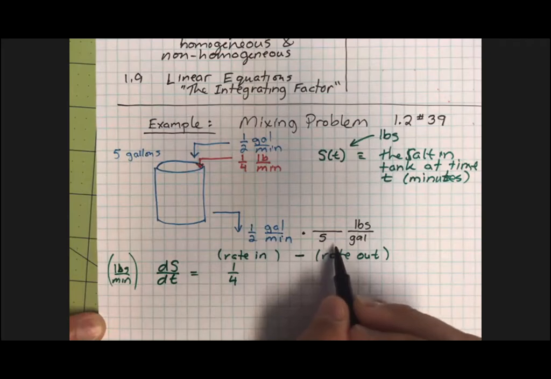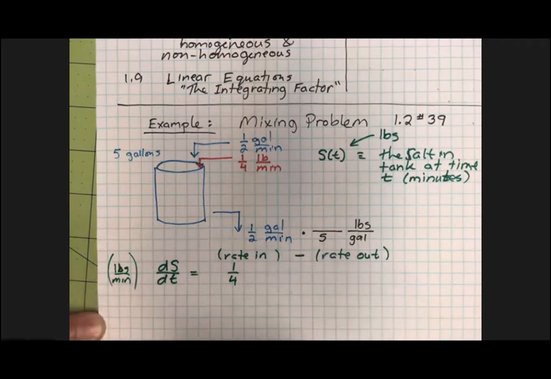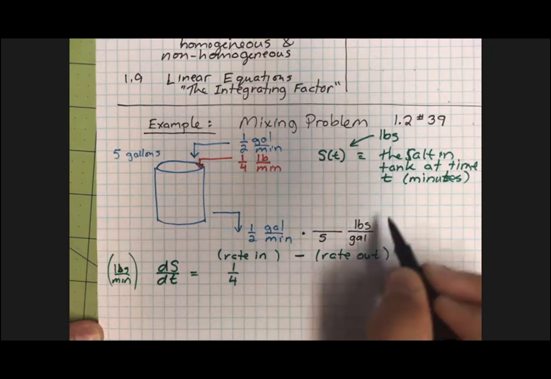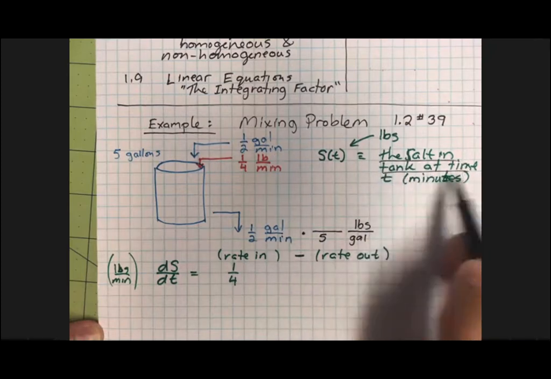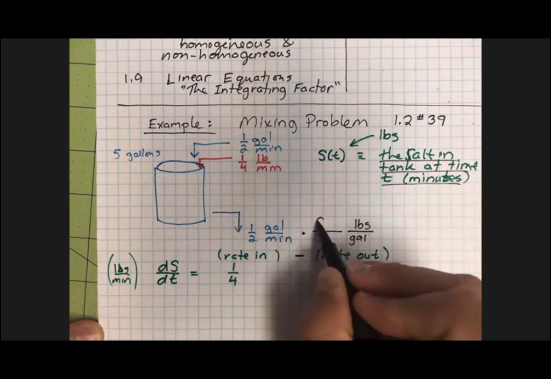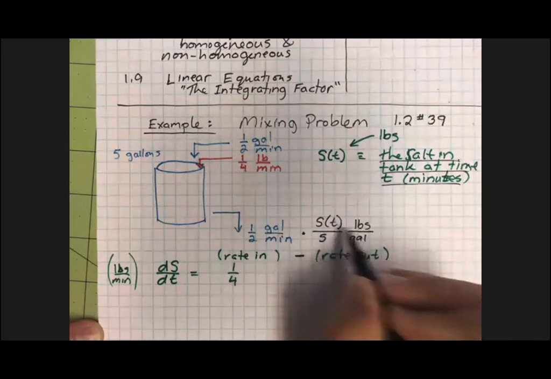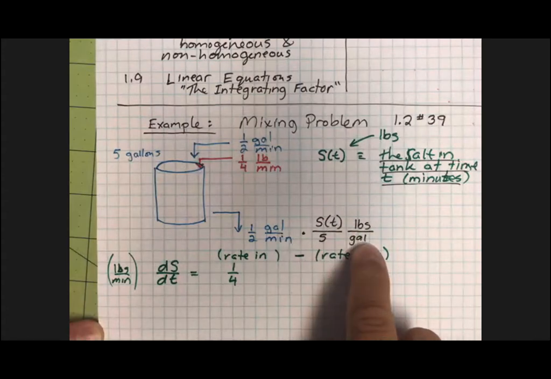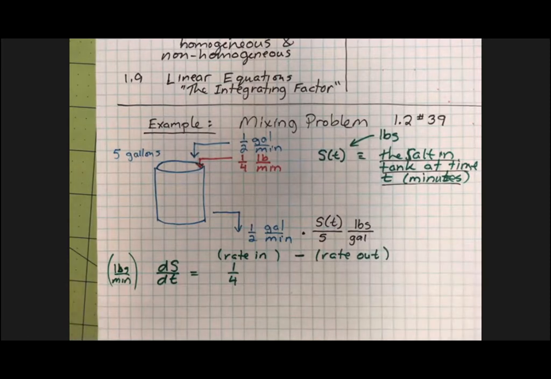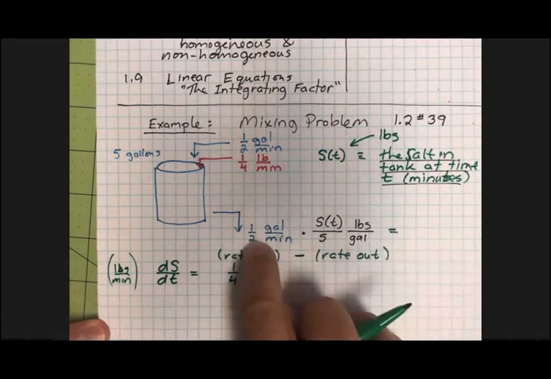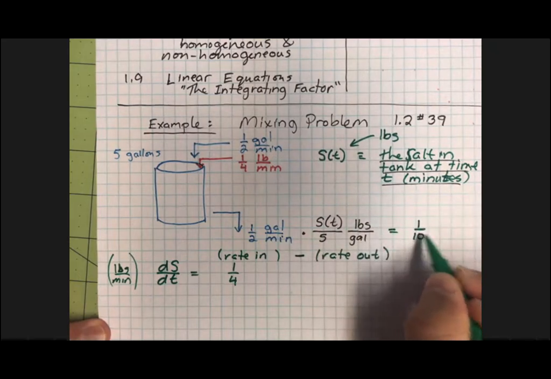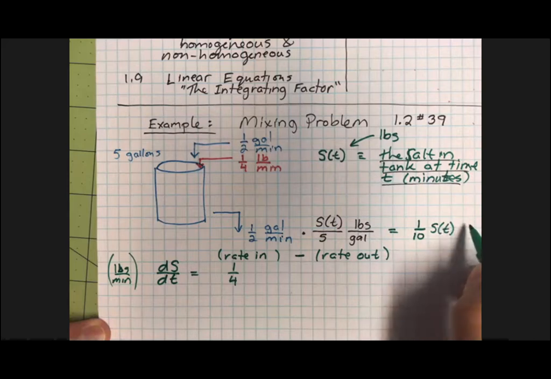Later, you'll try problems where the volume of the tank changes, you know, the amount of solution in the tank changes. But now, what about the pounds of salt in the tank at time t? Well, I don't know that. That was what I set up as my variable. So all I can do is write S(t) here: S(t) pounds at every moment t in a 5 gallon bucket. Now when I multiply these two things, I have 1/2 gallon per minute times S(t) over 5 pounds per gallon. That gives me 1/10 times S(t), with the correct units, pounds per minute.